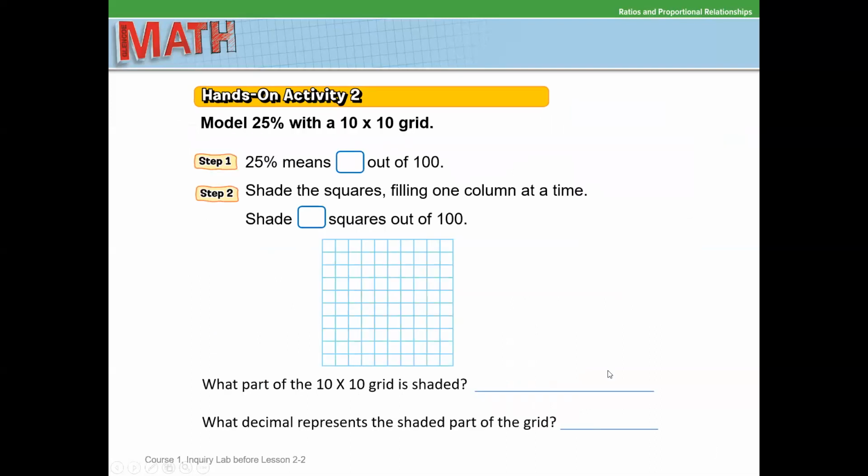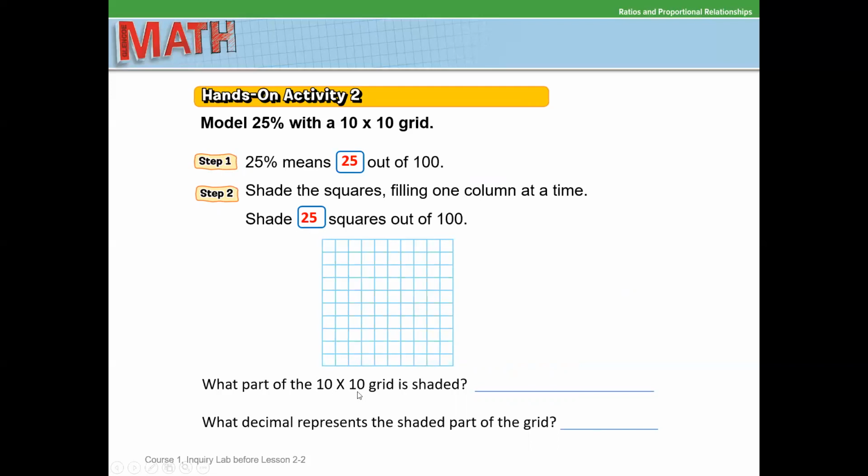Model 25% with a 10 by 10 grid. 25% means how many out of 100? And we're going to shade the squares, filling in one column at a time. How many squares should we fill in to make 25%? 25% means 25 out of 100. Shade the squares, filling one column at a time. Shade 25 squares out of 100.